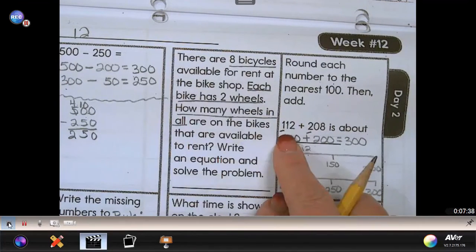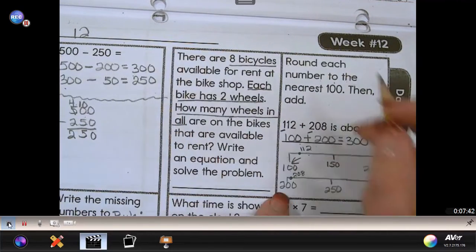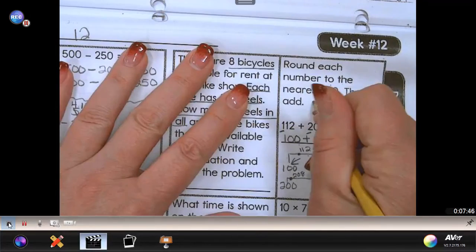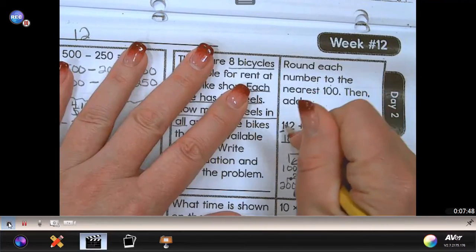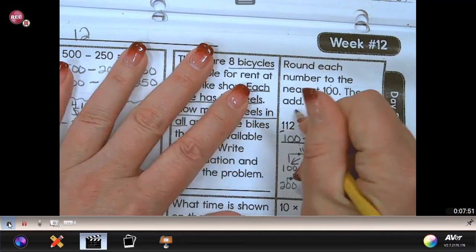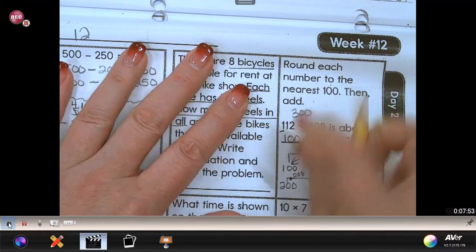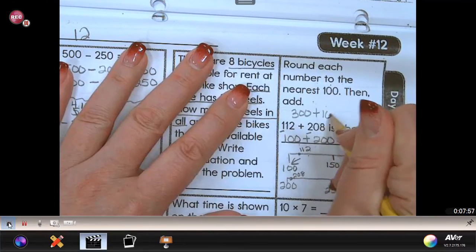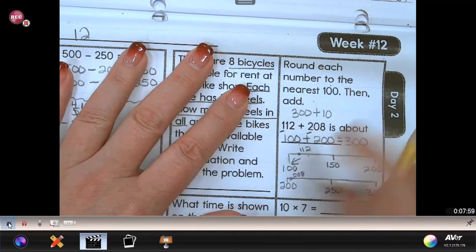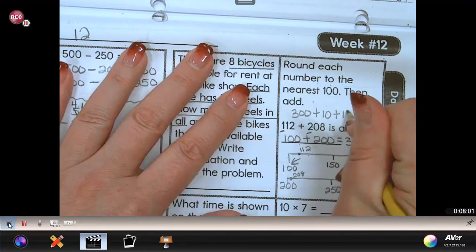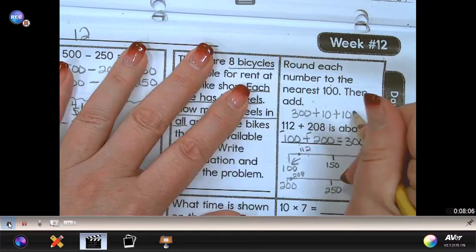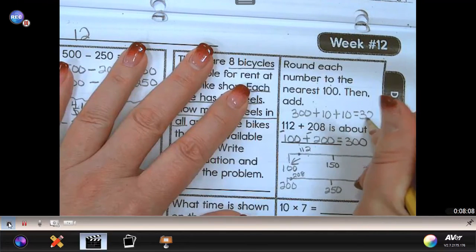Now, if I were to find my exact sum of this, we could see if it is going to be close to our exact sum. Well, we have 100 plus 200 here, which is going to be 300. I have 10, and I have no 10s here, so that's just going to leave me with 10. And 8 and 2 is another 10. So 10 and 10 is 20, and 300 added to that is 320.